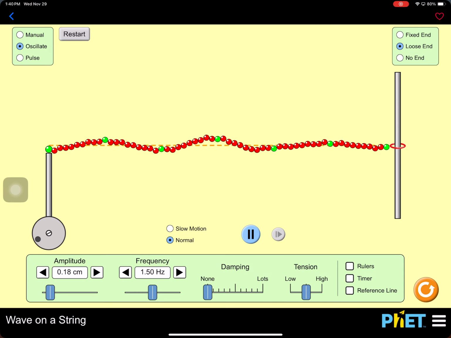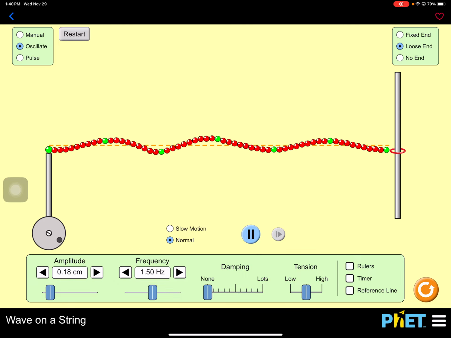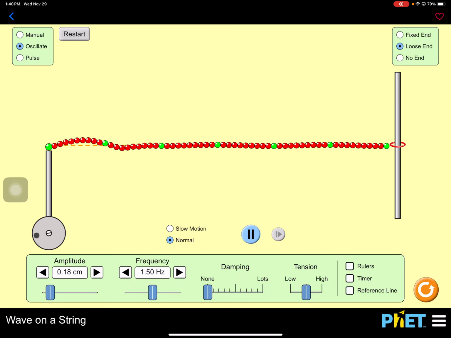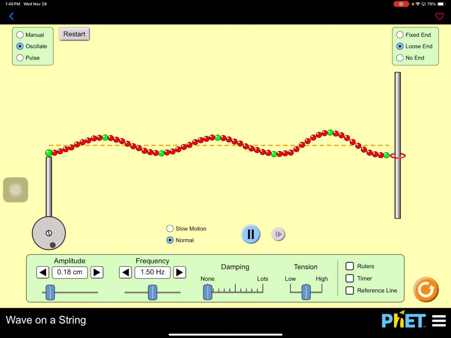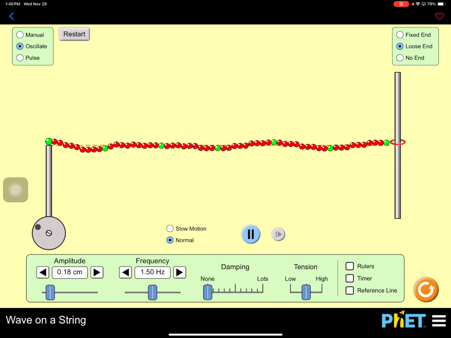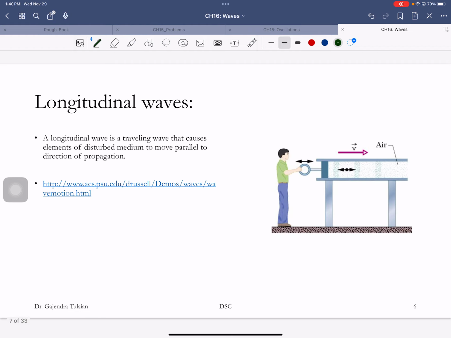And so you see this is a transverse wave. The wave is traveling in this direction, and the particles are oscillating like that. In a longitudinal wave, the wave travels this way, and the particles also oscillate in a direction parallel to the direction of travel. So in a transverse wave, the wave travels in that direction and the particles oscillate like that. And in the longitudinal waves, the wave travels that way and the particles oscillate parallel to that. And let me show you a simulation for that.